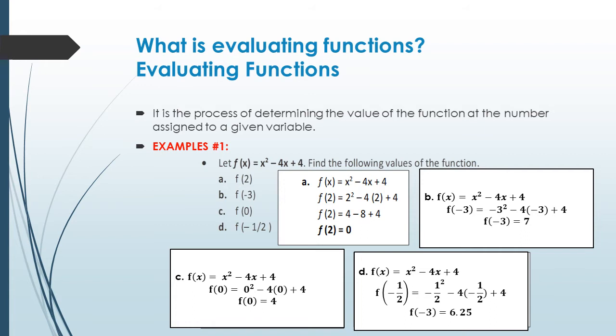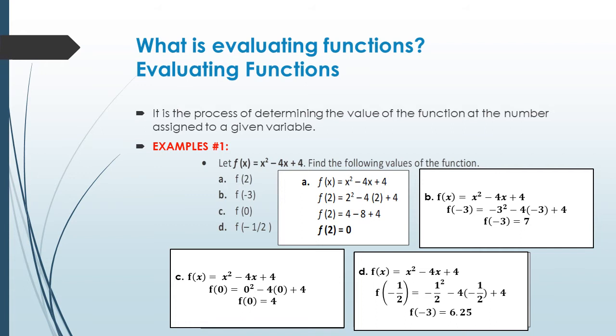So, class, dito sa example number 1, meron po tayong given. So, ang given po natin na yon ay yung x squared minus 4x plus 4 na meron tayong value ng x na makikita po sa letter A, B, C, and D. So, ano-ano nga po ba yung mga value na binigay ni ma'am para makapag-substitute na po tayo sa given natin na x squared minus 4x plus 4. So, sa letter A, meron tayong positive 2. Letter B, meron tayong negative 3. Letter C, meron tayong 0. Letter D, meron tayong negative 1 half. So, let's start to solve our given.